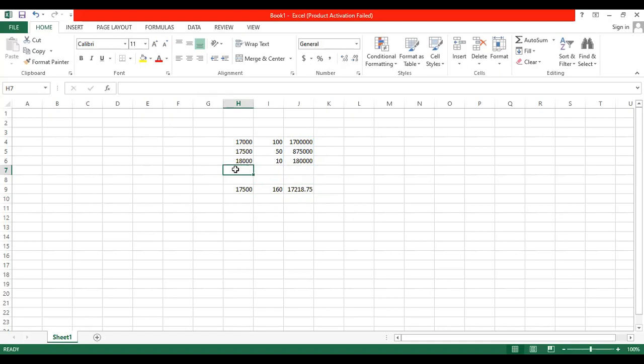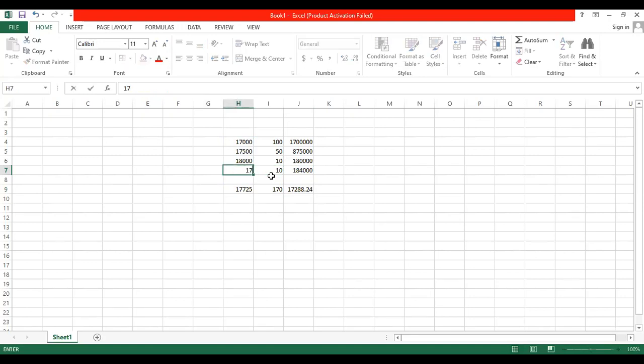Say the price moved up from 18,000 to 18,400. Now my simple average becomes 17,725. But at the same time, if at 18,400 another 10 lots were traded, how will the average move? The average will move from 17,218 to 17,288.24. So while the simple average moved 225 points, my VWAP hardly moved 50 points.